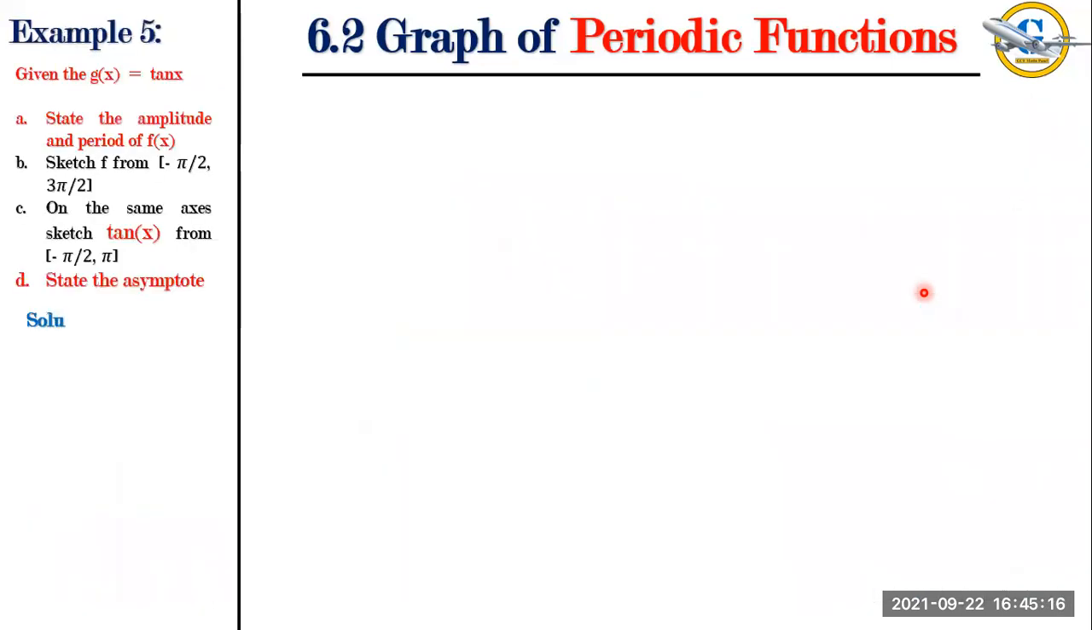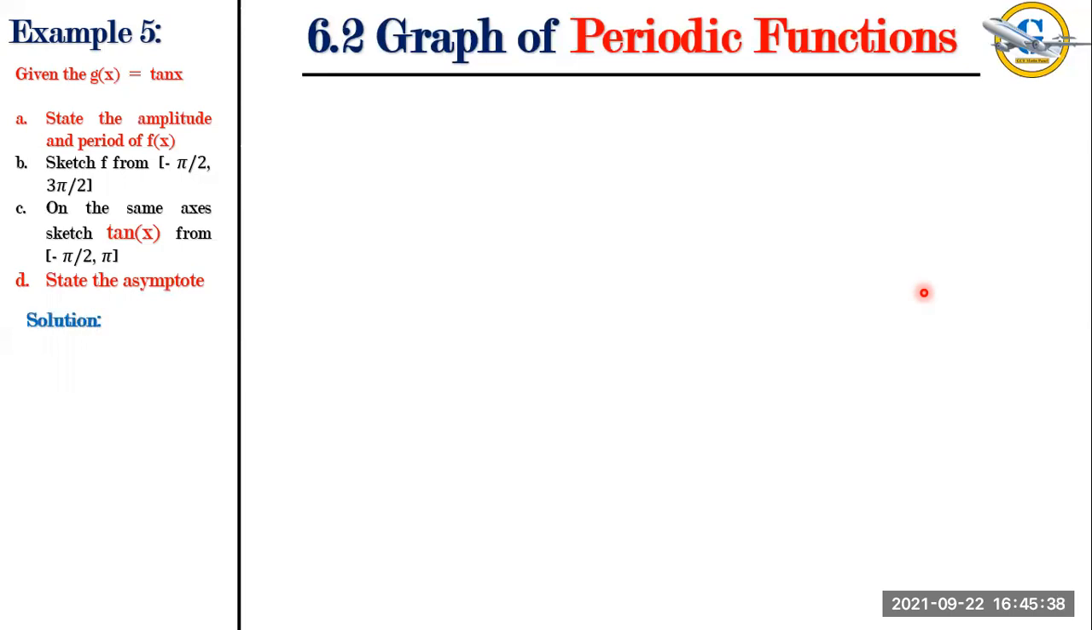So example 5, we have now this function, which is a tangent function, g of x equals tan x. Let us sketch from minus pi on 2 to 3 pi on 2. Now we know that for the tangent function, it is completely visible. You can see it clearly from minus pi on 2 to plus pi on 2, right?